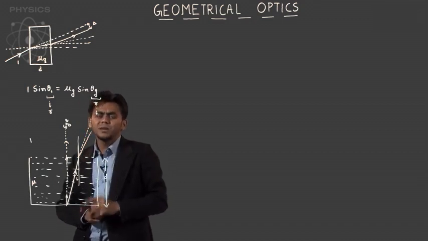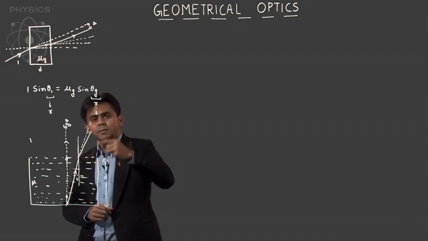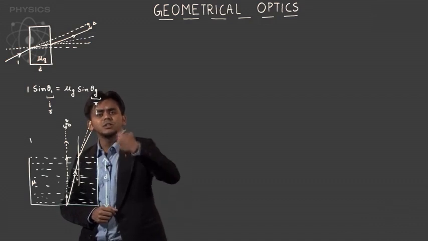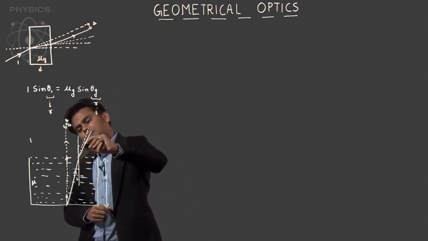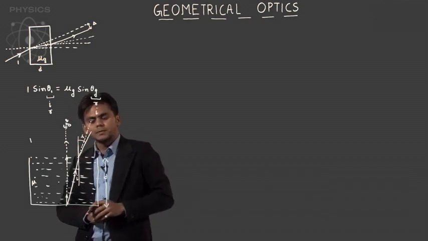Why away from the normal? Because if I go from a denser to rarer medium, my mu decreases. So sine has to increase. And if I increase my sine, my theta also has to increase, away from the normal. Now, if this is I, the original path must be I only. But the bigger angle, this has to be R.